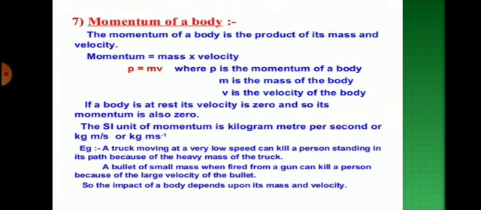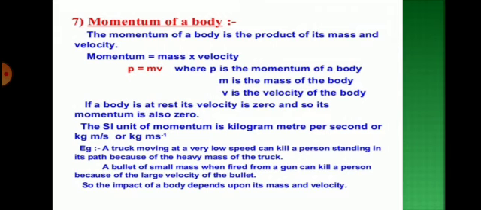So, our next topic is momentum of a body. The quantity of motion contained in a body is known as linear momentum of the body. Momentum of a body is the product of its mass and velocity. P is equal to mv. P is momentum, v is velocity, m is the mass. So the SI unit of momentum is kilogram meter per second.